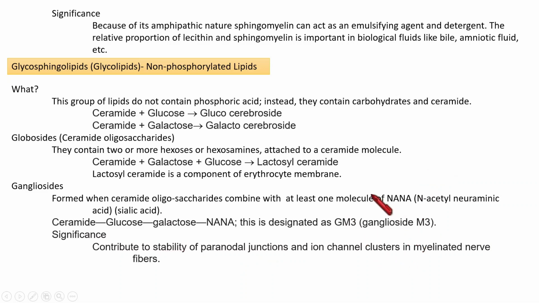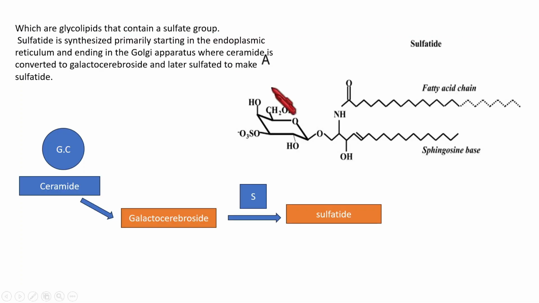So that much. Then we are moving to the last type of sphingolipid: sulfolipids or sulfatides. As the name indicates, it contains a sulfate group. Here we can see that the sulfate group is there, with the fatty acid and sphingosine base. So the main thing is that it contains a sulfate group.